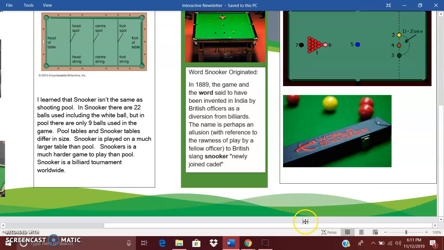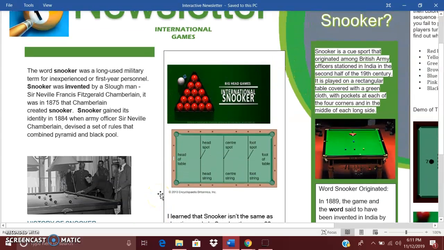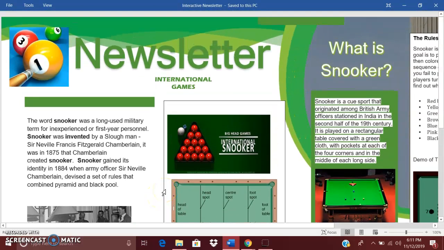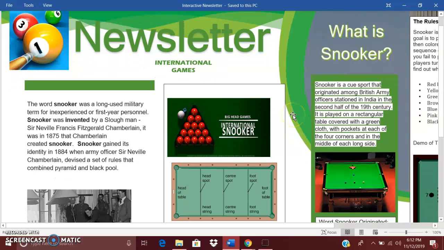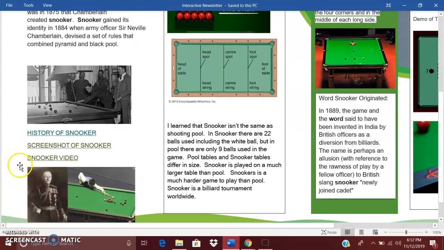The reason that I chose this game is because I do actually like to go shoot pool. I enjoy shooting pool. I don't think that I could ever play snooker because after doing research, it seems too hard and too challenging to do. But because I like pool, I figured, oh, let me just do this. They're kind of related in a way, but much different. And that is the end of my presentation.